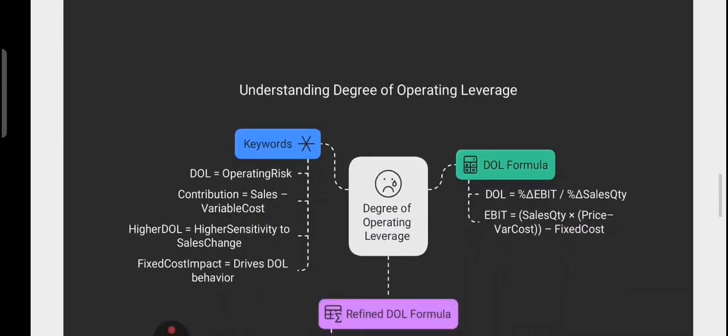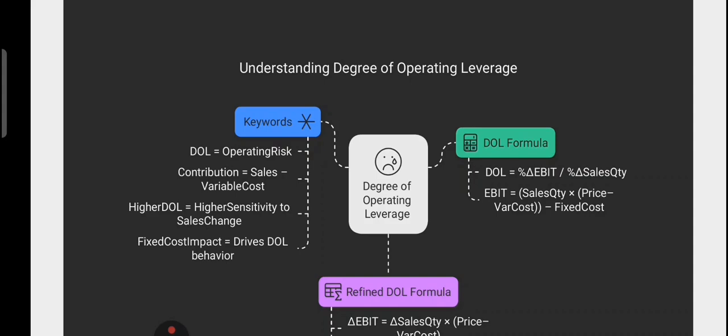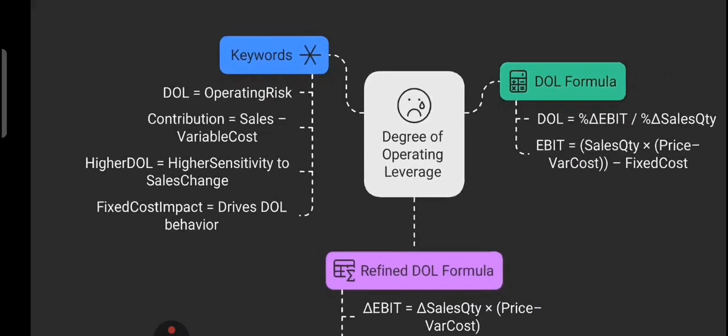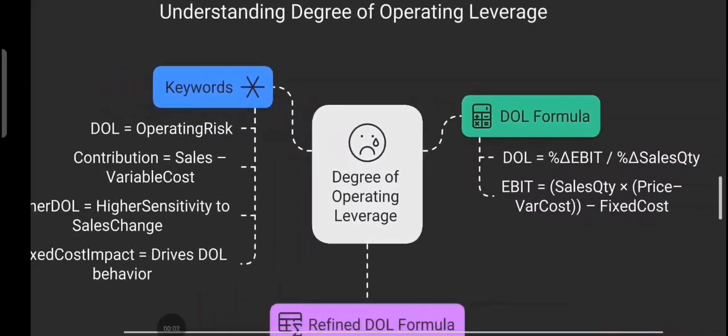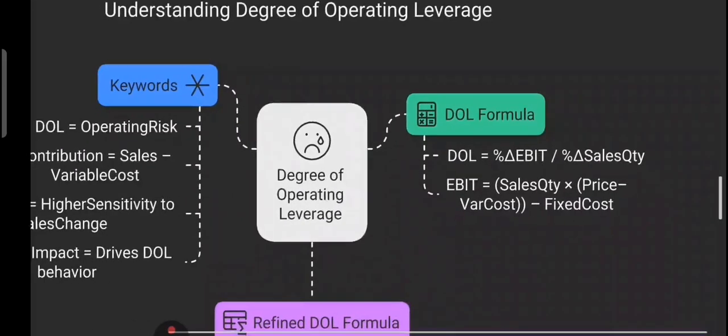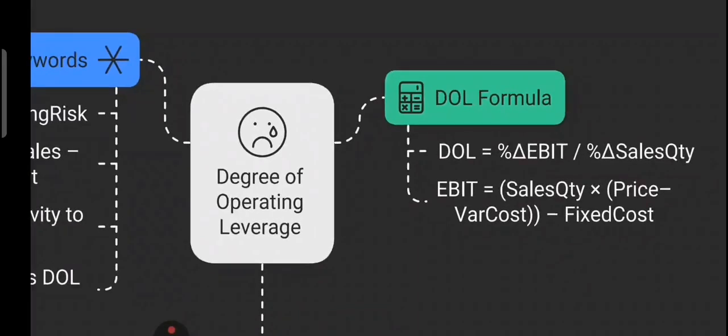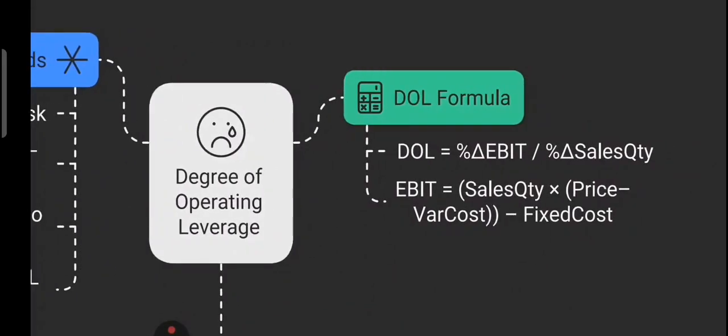Now friends, understanding the DOL and DFL, we have covered completely, every aspect we have touched. So now let's understand the DOL, degree of operating leverage. Degree of operating leverage can be understood very well using this particular diagram. First of all, we will look at the formula. DOL measures how sensitive a company's operating income is. What is the meaning of company operating income? It means EBIT, earnings before interest and tax. DOL shows how sensitive a company's operating income, that is EBIT, is to the change in sales.